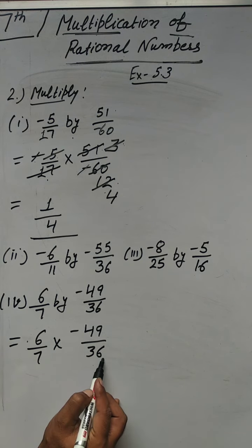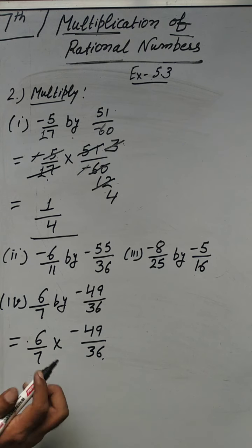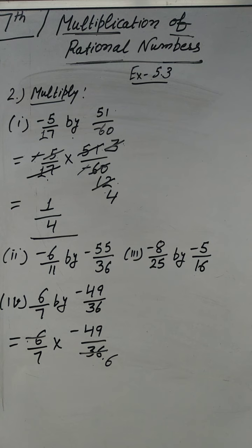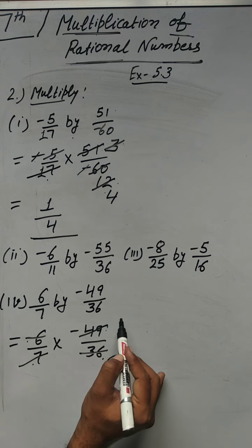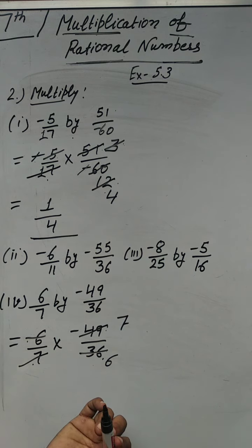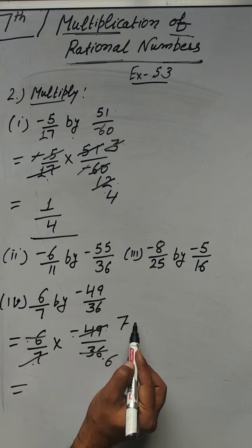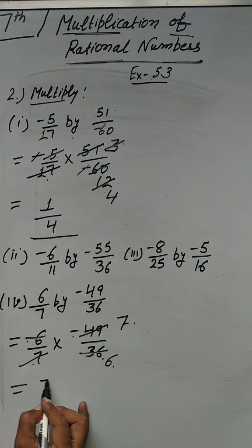Now 6 and 36. 36 is in the table of 6. So 6 sixes are 36, cancel with 6. And 49, we can cancel it with the table of 7. 7 sevens are 49. Okay. So what is pending here, beta? Only minus 7 upon 6.